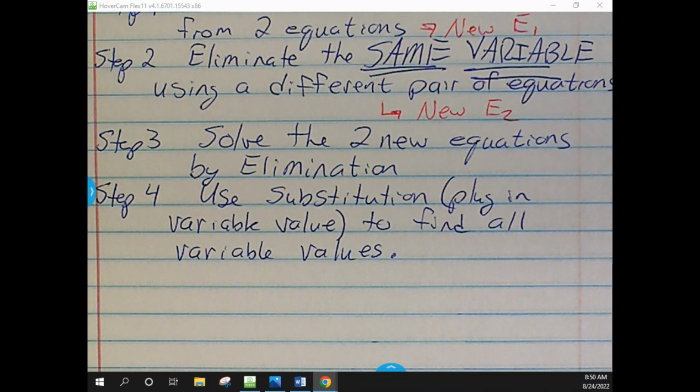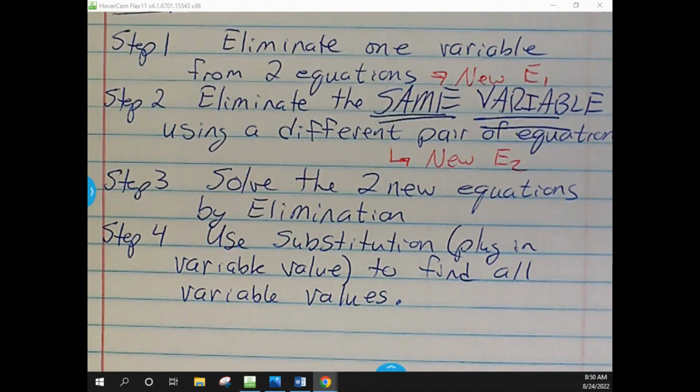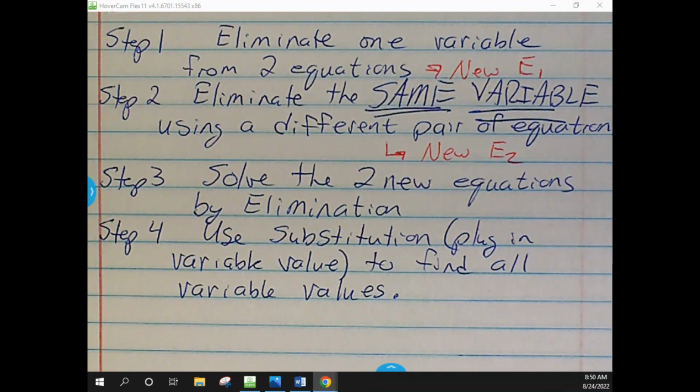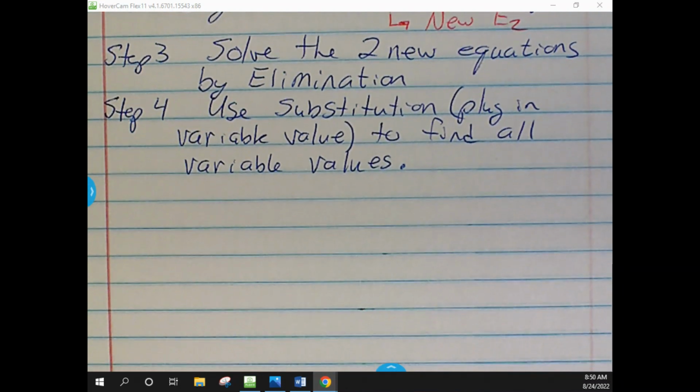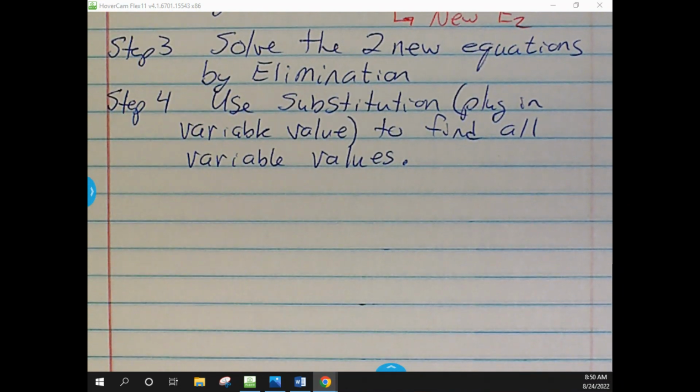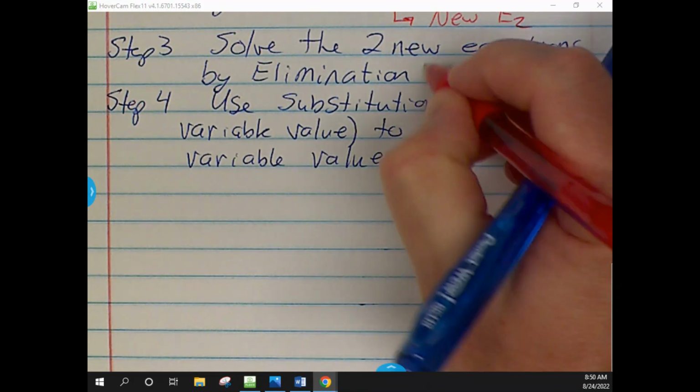Okay, so really all we're doing is it's the first two steps that are new, because you have to eliminate one variable, and then second step is you eliminate the same variable, but you got to use a different pair of equations. And once you do that, steps 3 and 4 is what we were doing on Monday. Now you've got two new equations with two variables. You just solve that by elimination. If you want to do substitution, you can.